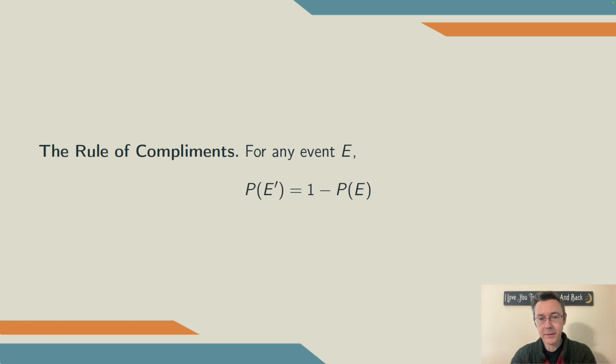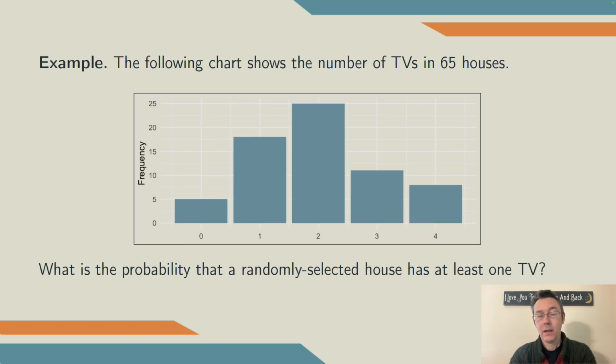The rule of complements says that you can compute the probability of a complement by taking the probability of the event and subtracting it from 1. An example, here's a chart showing the number of TVs in 65 different homes. And I'd like to know what the probability is that a house has at least one TV.